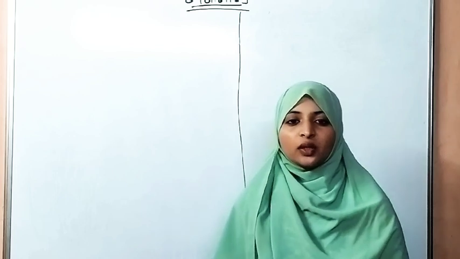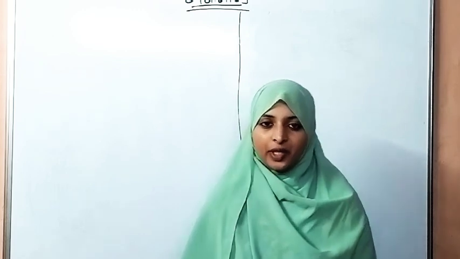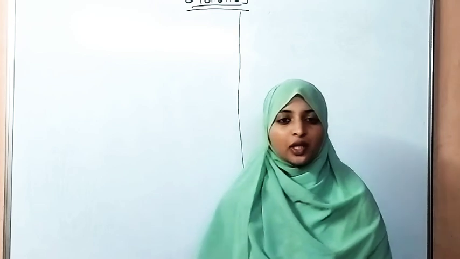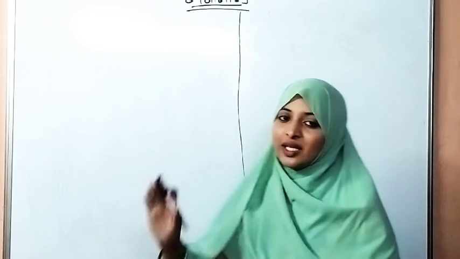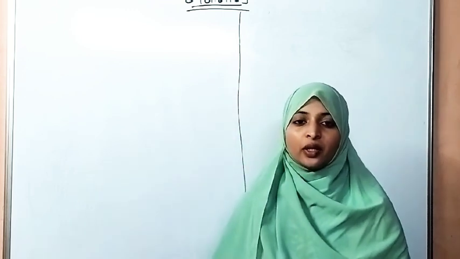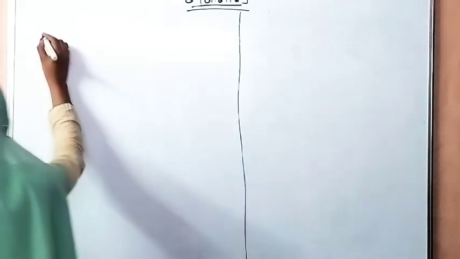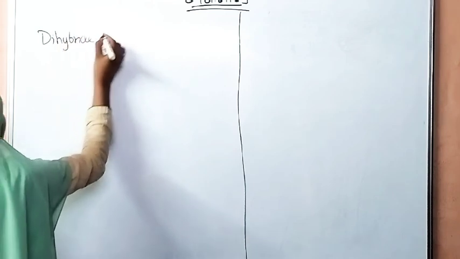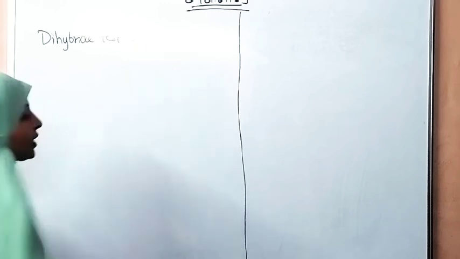Everyone, in this video we are going to discuss the dihybrid test cross. There are also three possibilities for the dihybrid test cross to find the unknown genotype. We know that a test cross means we are going to find the unknown genotype of an organism. So if we are going to discuss the dihybrid test cross, then there are three possibilities.